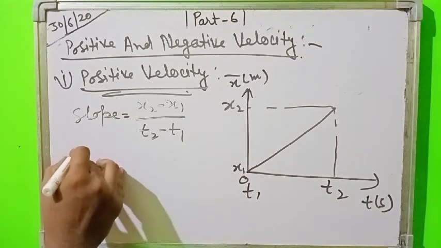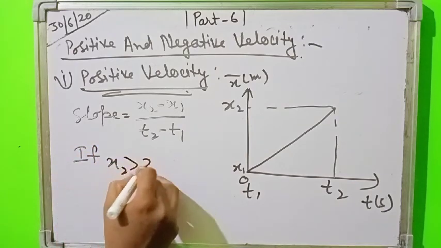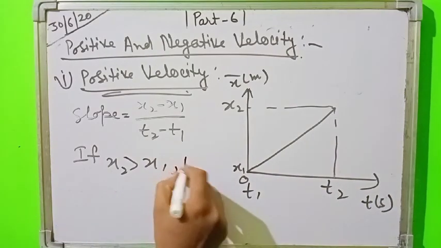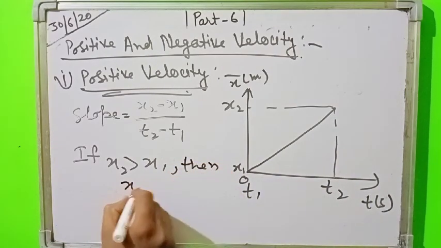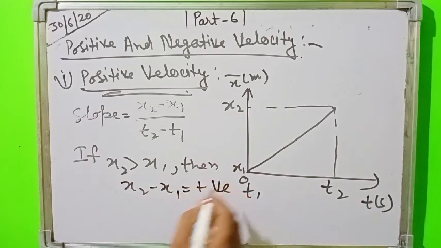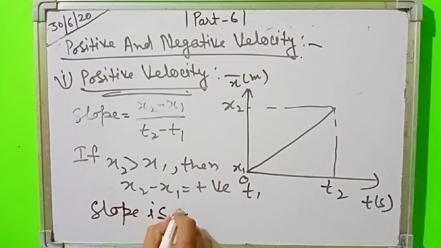So if x2 is greater than x1, then x2 minus x1 is positive, and the slope is positive.